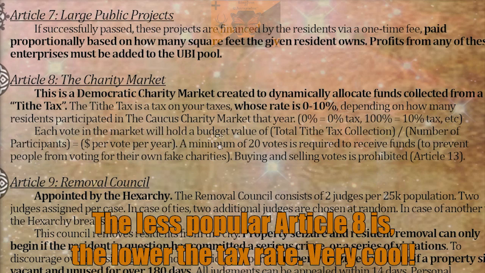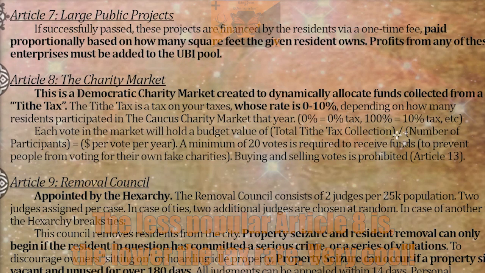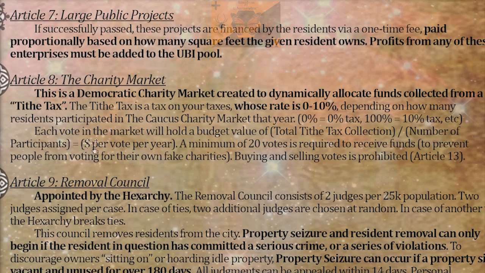Each vote in the market will hold a budget value of the total tithe tax collection, which presently is about $30 per person per month, divided by the number of participants, equals dollars per vote per year. So that would be 30 times 12, about $360 per vote. A minimum of 20 votes is required to receive funds, to prevent people from voting for their own fake charities.